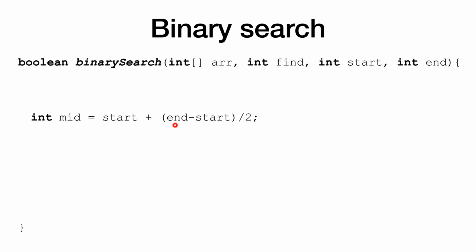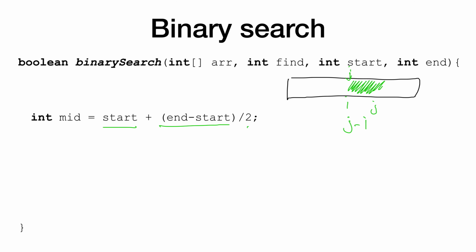So the range size is n minus start. Add that to the start value. Because remember, if you look at an actual array, and you look at some range within it, if this is i and this is j, the distance between i and j is j minus i. And then that first position is i, right? So now we're doing start plus the distance divided by 2. That gives us the midpoint.